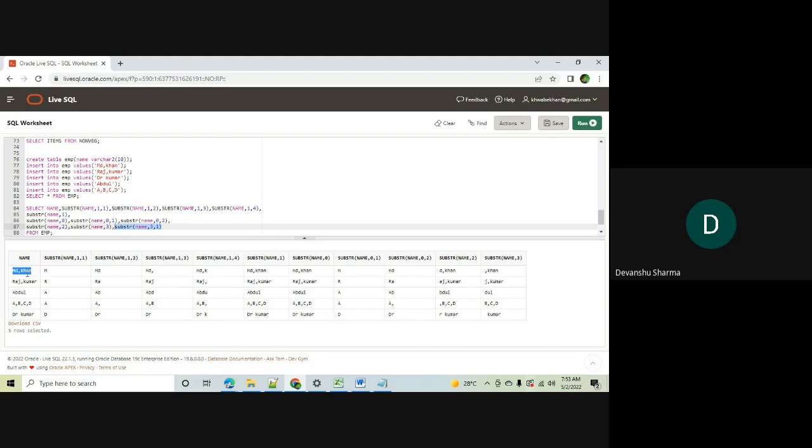And in Raj it would be J. In MD Khan, what will be the output? Comma. Yes, because you have to start from the third position.